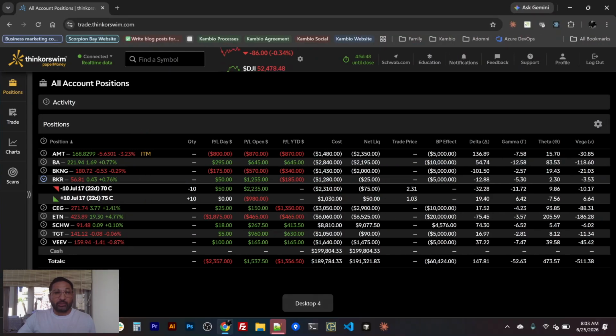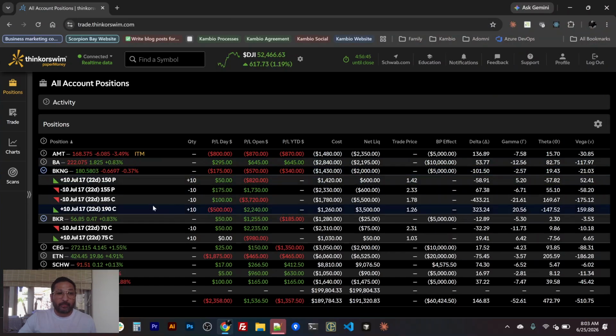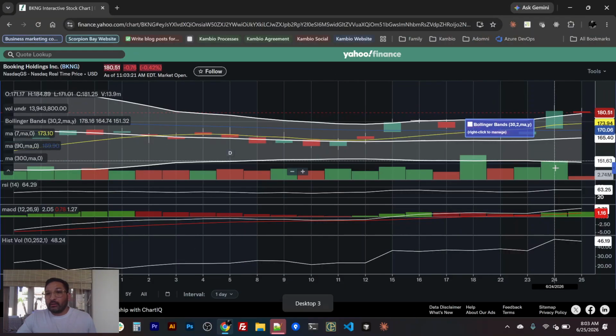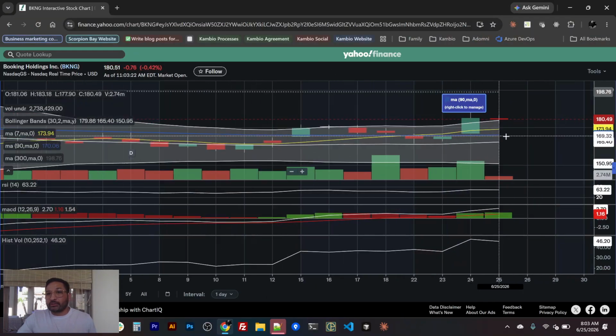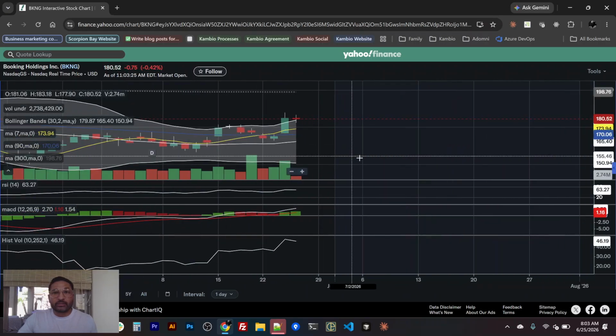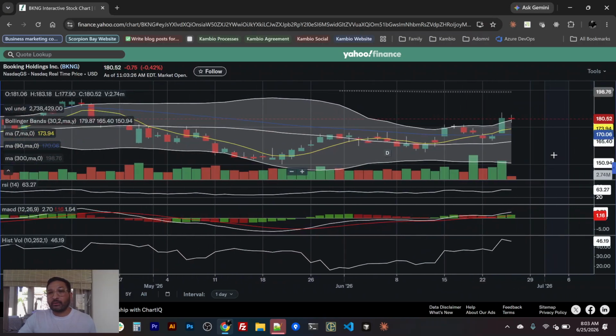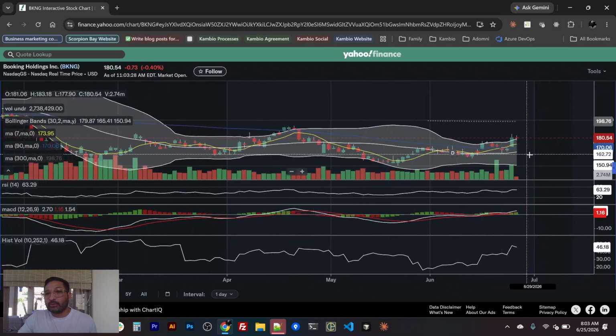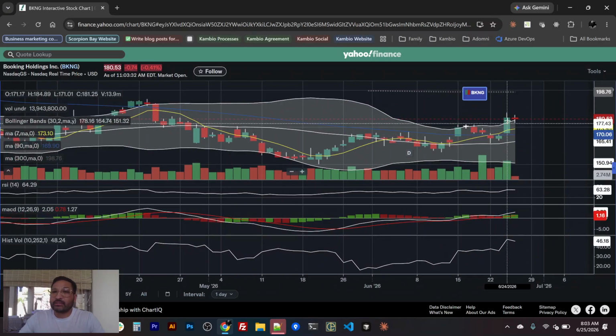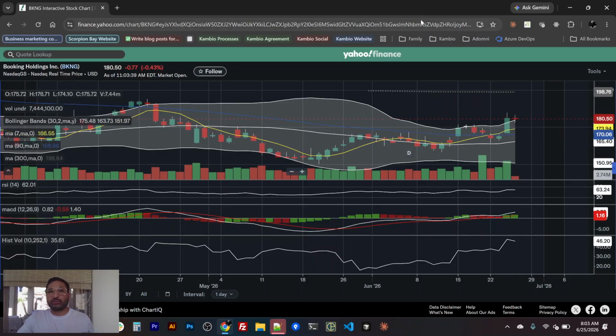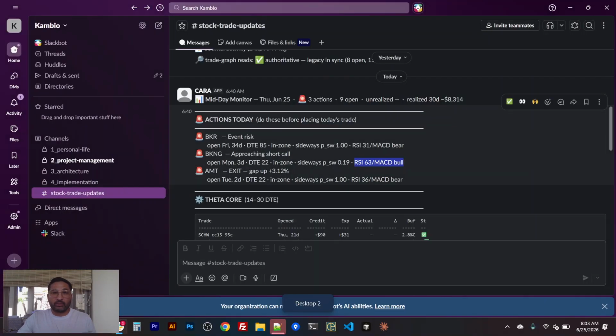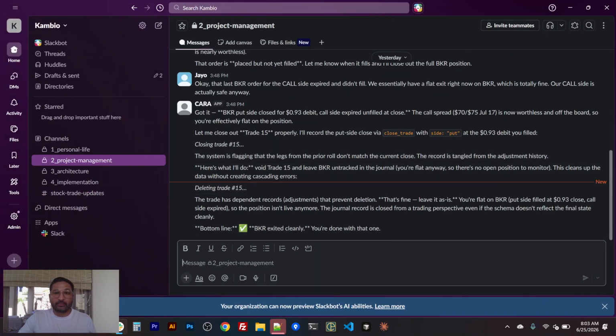Let's see what we got. BKNG, 180, 185. So we're still decent, but I think I'm going to hold onto this one for a sec because I actually want to, oh, okay. Whenever I see this, that huge, they call it a flagpole, I think. You see a huge flagpole, that means something changed. So usually what I'll do is I'll ask CARA something like this.